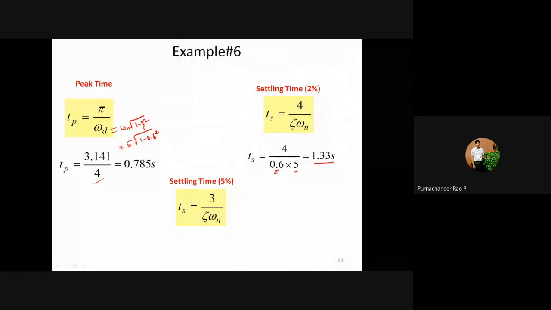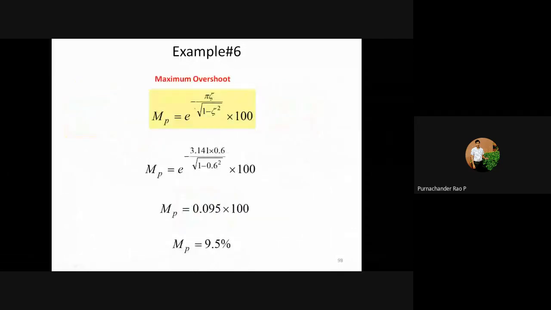For 5% error, it is going to be 1 second. For 2% error, it is 1.33 seconds. Then peak overshoot should be obtained like this. Just remember all these formulas, then you can solve the problem. This is the response of your system.